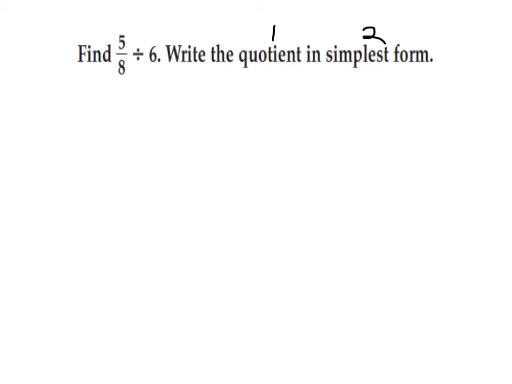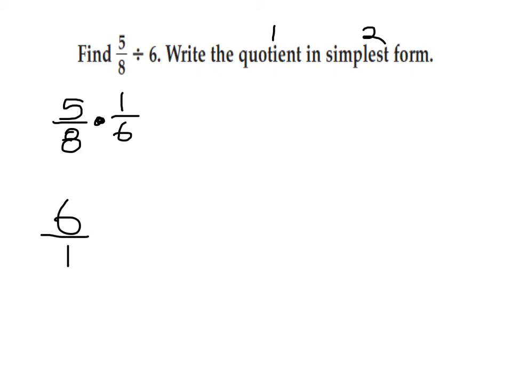There we have a division problem. Once again, that's what quotient means. We take the first fraction, it stays the same. We remove the division and change it to multiplication. And the reciprocal of 6, just in case you don't know that, I'll write it over here. 6 as a fraction is 6 over 1. So its reciprocal is 1 over 6.